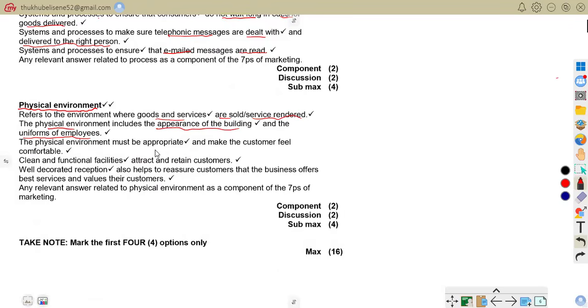The physical environment must be appropriate and make the customer feel comfortable. That's what I'm saying. Clean and functional facilities attract and retain customers. They will do what we call repeat purchases. They will come again. A well-decorated reception also helps to reassure customers that the business offers the best services and values its customers. So, any relevant answer is accepted.